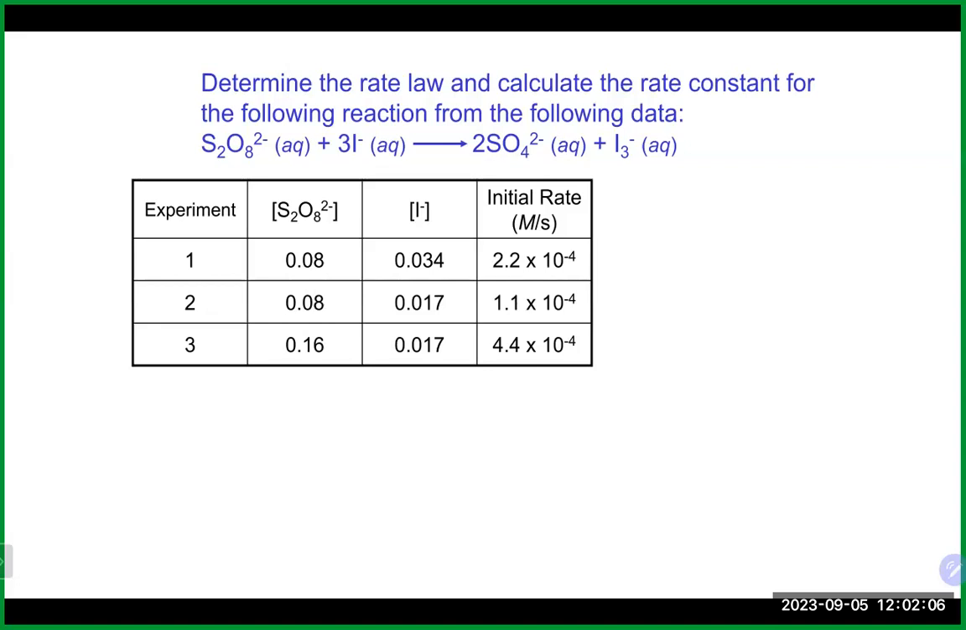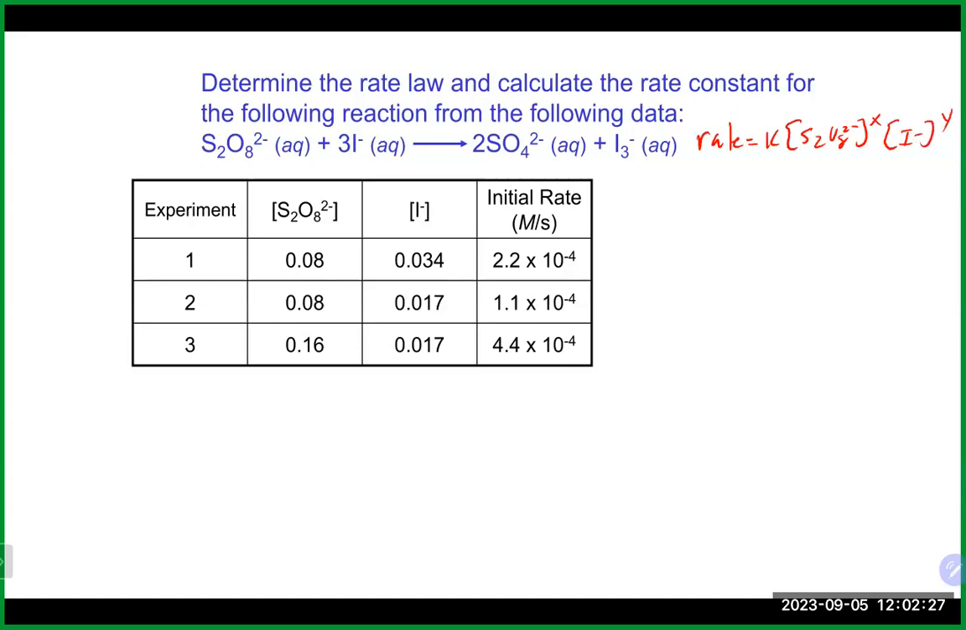Okay, let's take a look and see how you're progressing. So once again here, we pretty much want to find out everything. And this is, again, a typical sort of table that you would find. So we'll start with just the generic rate law for this reaction. The rate would be k times [S2O8 2-] to the x and [I-] to the y.